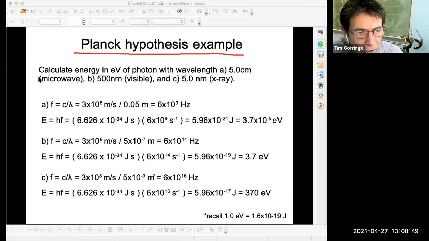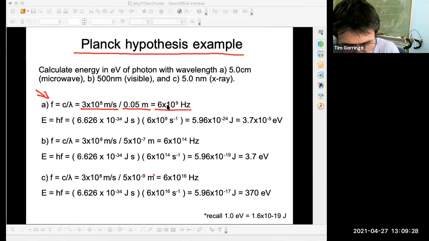Let's find the corresponding photon energies for all those different wavelengths. There are two steps in this, and I'll start with the microwave. First, we need to know the frequency, because the packet size is related to the frequency. The frequency, the wavelength, and the speed of electromagnetic waves, like other waves, are related. The speed is the product of the frequency and the wavelength, or the frequency is the speed divided by the wavelength. I know the speed of light. I know the wavelength of this radiation, so I can find the frequency. This is 6 gigahertz.